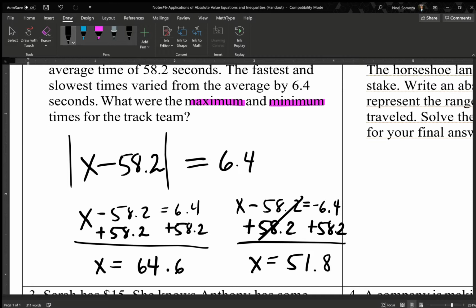Yeah? Okay. So remember that when you're running, it's better to be a smaller number because that means you ran faster, right? So in this case, I guess the minimum time was this one, right? That's the fastest. And then this would be considered the maximum time, that's the slowest. Okay, so how did they get the average? Well, they probably added them up and then divided by 2, and that's how we arrived at the 58.2.